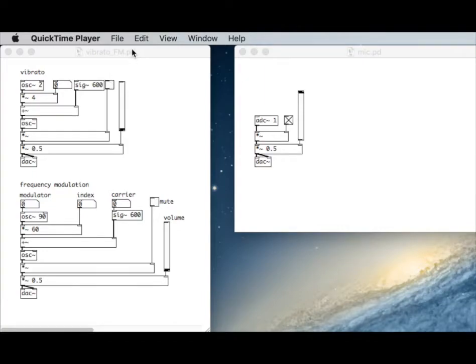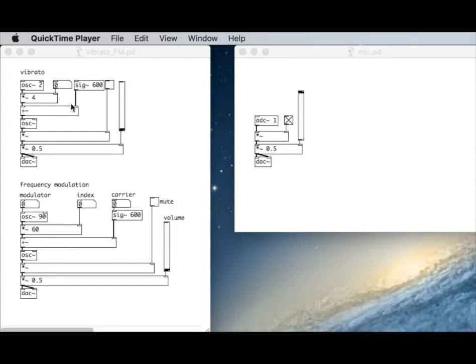So we're going to talk about frequency modulation. Similar to amplitude modulation, there's a regular instrumental and electronic technique that this is related to. So first we're going to talk about vibrato.